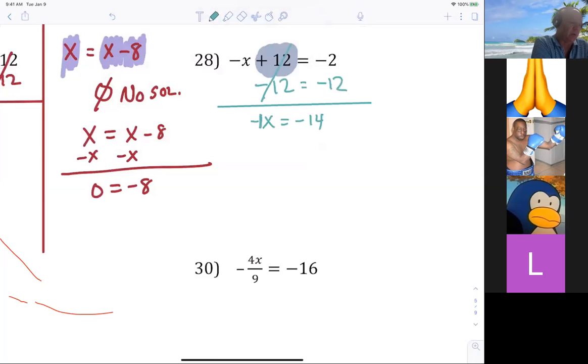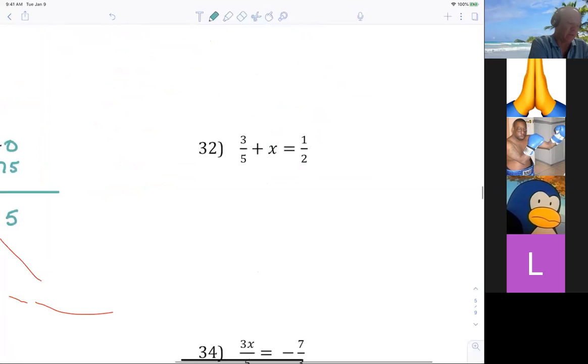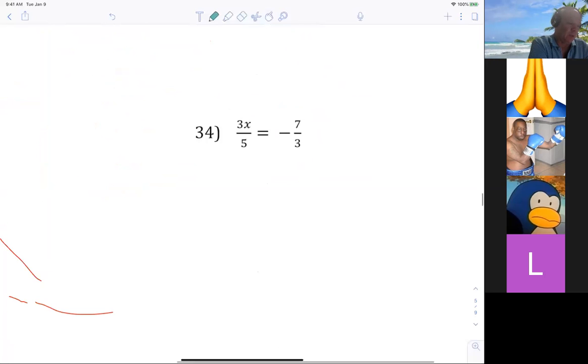Right. Now don't forget this is like a -1. So I always tell my kids you can just change the signs, or you can say, well, I'm just going to divide by -1. Yes. And so x is equal to 14. All right. Now over here, 30 is just straightforward. You just multiply by the reciprocal, right? And 32, you just subtract 3/5, right? Yeah. Let's go to something a little bit harder.